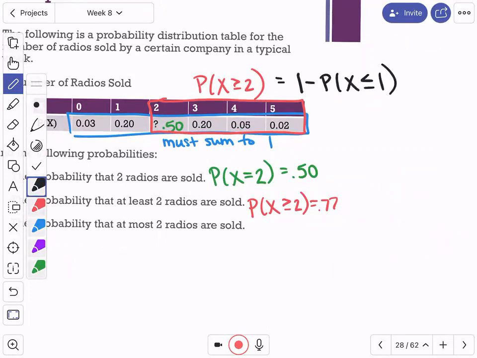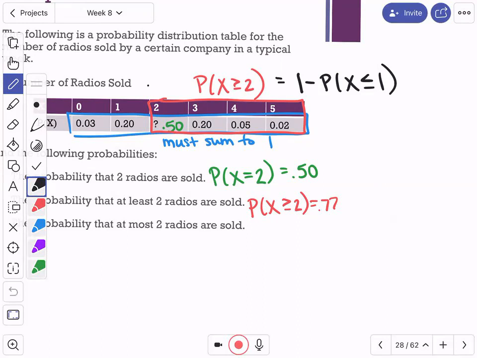Can anybody tell me why that's true? Anybody tell me what that statement is saying? Why does that work? It's basically subtracting the other numbers that aren't considered as a part of it from 1. Good. Let's look at it like this.